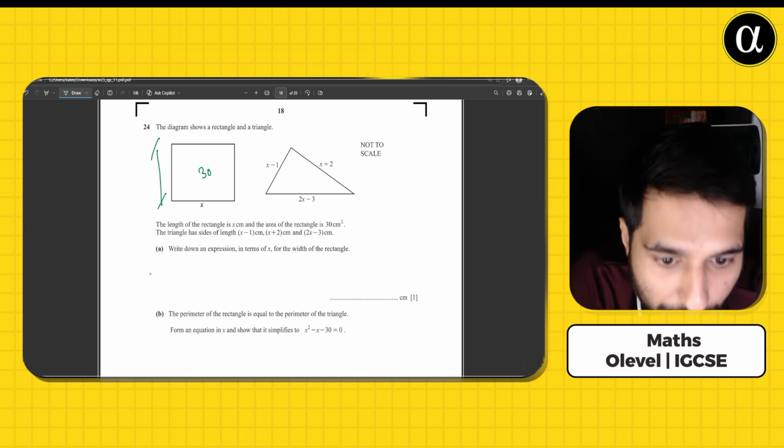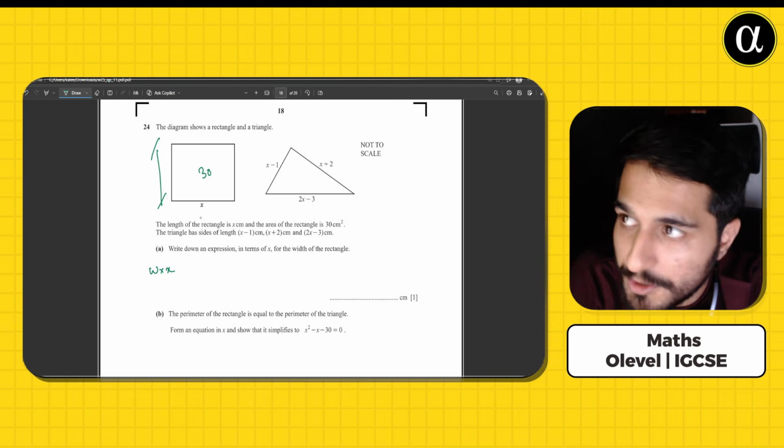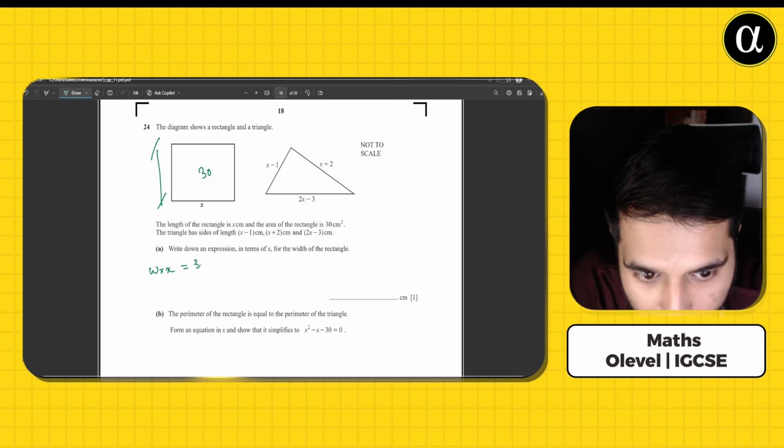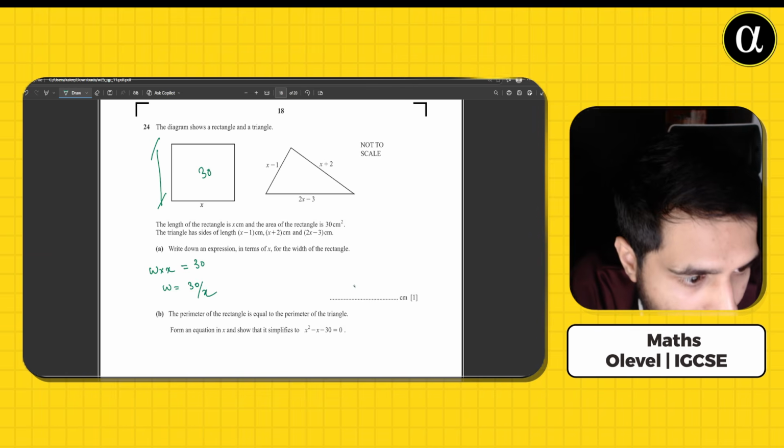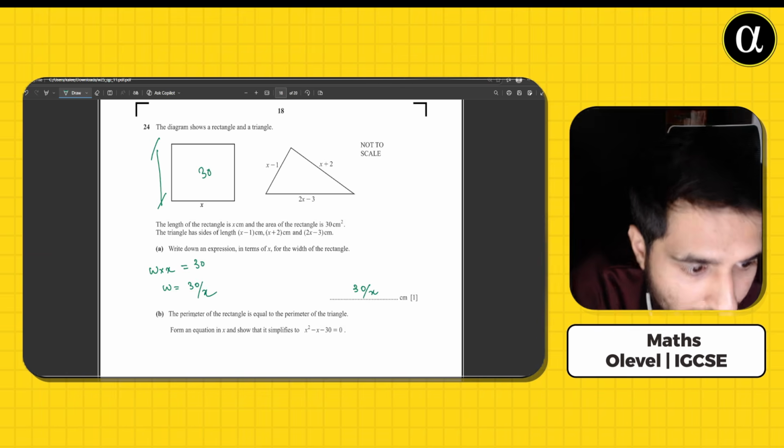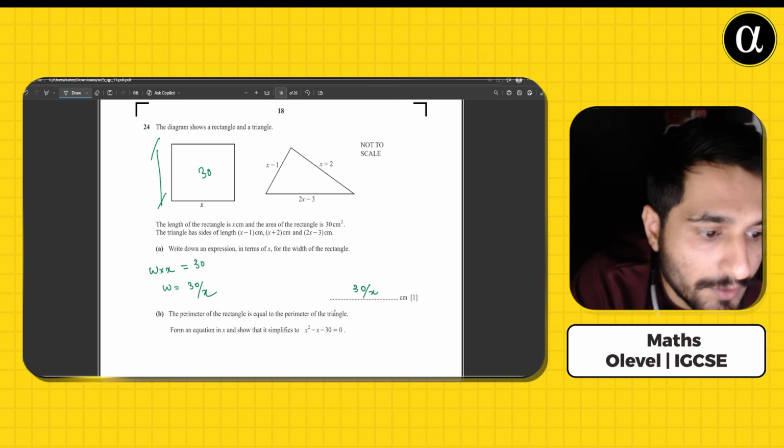So we should be knowing that width times x, because this dimension multiplied with this dimension would give us 30. So that is going to be equal to 30 and we're supposed to find the width. So width is going to be 30 over x. And here we go, 30 over x. Now the next part says the perimeter of the rectangle is equal to the perimeter of the triangle.